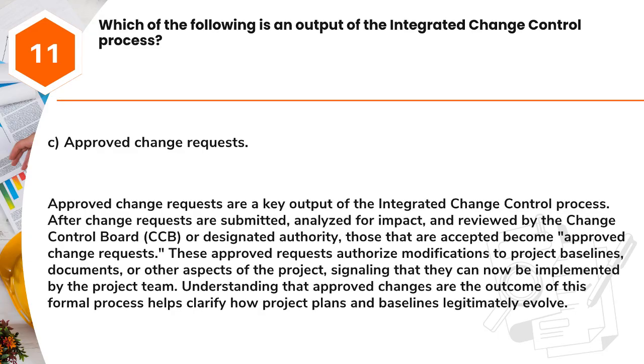Answer: C. Approved change requests. Approved change requests are a key output of the integrated change control process. After change requests are submitted, analyzed for impact, and reviewed by the Change Control Board, CCB, or designated authority, those that are accepted become approved change requests. These approved requests authorize modifications to project baselines, documents, or other aspects of the project, signaling that they can now be implemented by the project team. Understanding that approved changes are the outcome of this formal process helps clarify how project plans and baselines legitimately evolve.